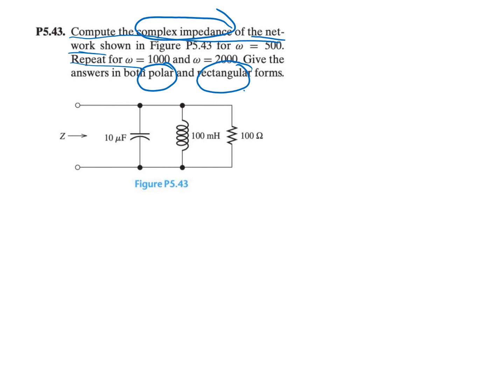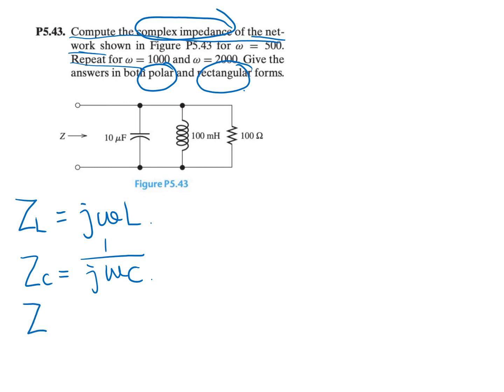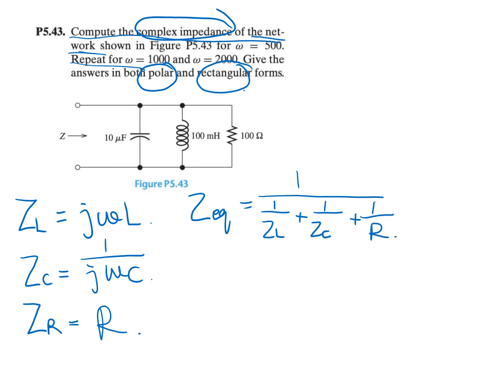First, let's do the inductors. For an inductor, we know that ZL is equal to j omega L. And for capacitors, ZC is 1 over j omega C. And for the resistors, ZR is just R. To combine all of this together, we find Zeq, the equivalent, which is equal to 1 over ZL plus 1 over ZC plus 1 over R, because all the elements in this network are connected in parallel.